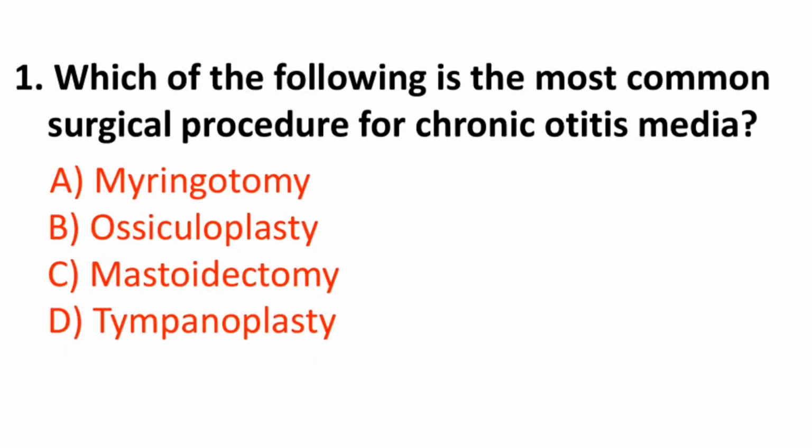Which of the following is the most common surgical procedure for chronic otitis media? Option A, myringotomy. Option B, ossiculoplasty. Option C, mastectomy. Option D, tympanoplasty. The common surgical procedure for chronic otitis media is the correct answer.